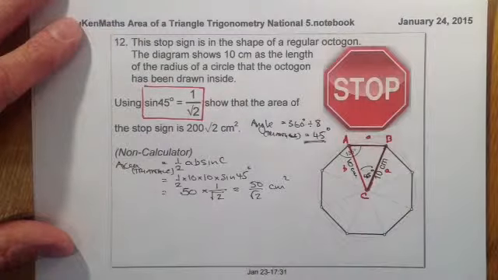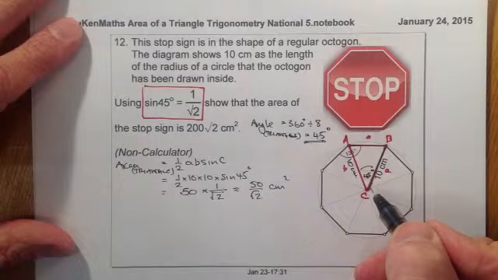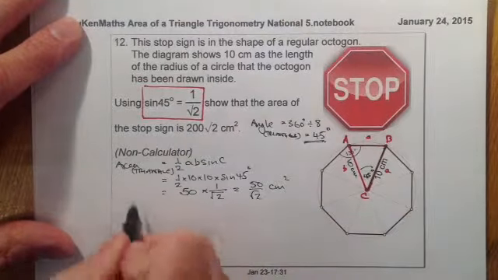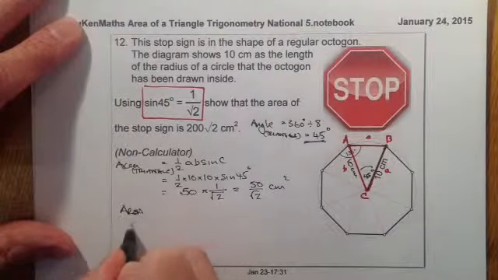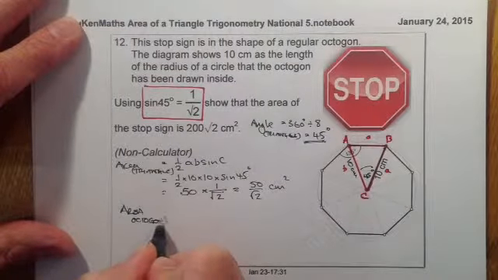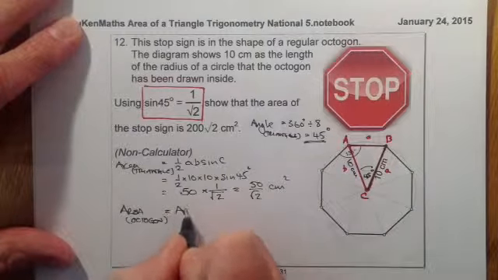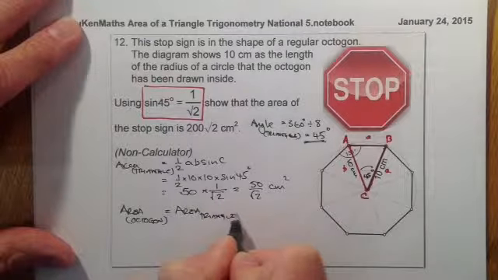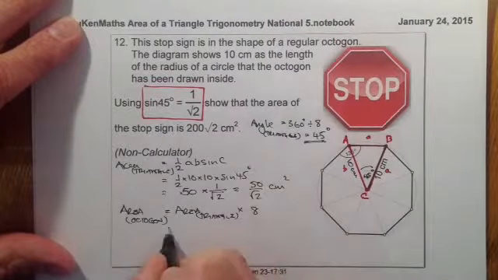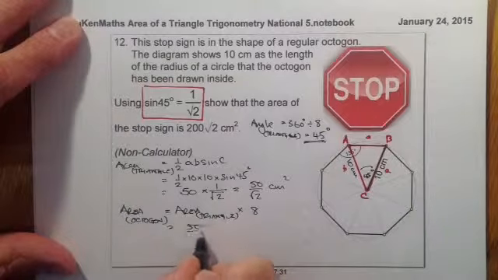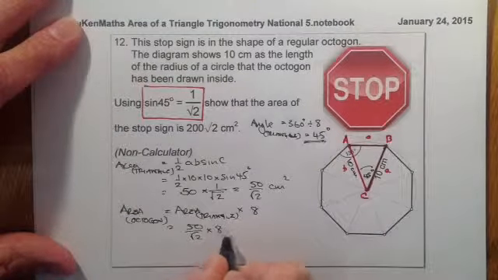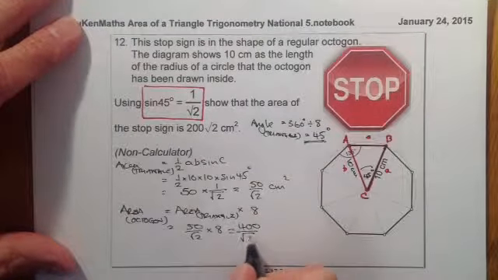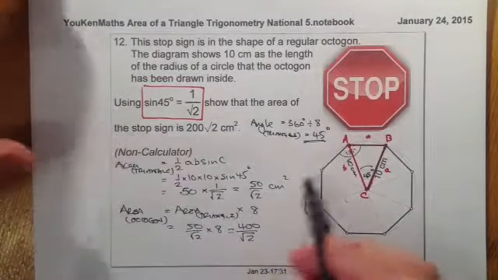Right, so it's an octagon, so I need to multiply the triangle area by 8. Okay, so let's do that. So the area of the octagon is going to be equal to the area of the triangle times 8. So let's go for 50 all over root 2 multiplied by 8, and that's going to give me 400 over root 2. Okay, so as we've got an answer, let's see if it's the same.